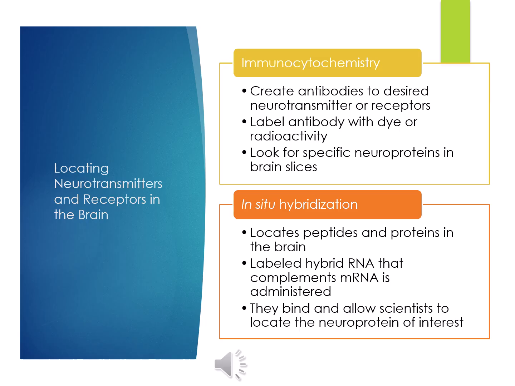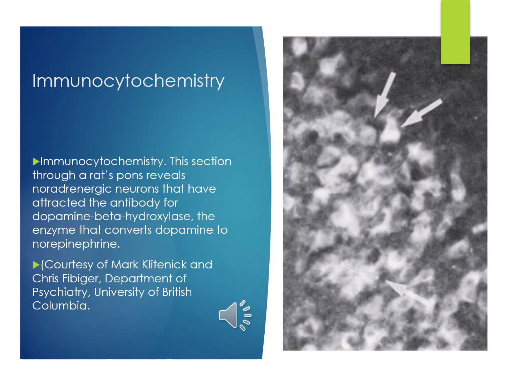In situ hybridization allows peptides and proteins in the brain to be located using labeled hybrid RNA strands with a base sequence complementary to the mRNA for synthesizing the target neuroprotein. The hybrid RNA binds to the complementary mRNA in the target cells and allows the target neuroprotein's location to be marked. This is just a photo that shows the rat's pons after injecting an antibody into the rat's body.